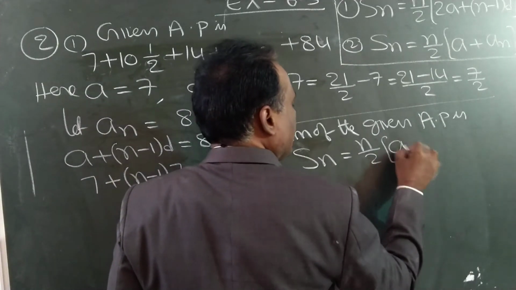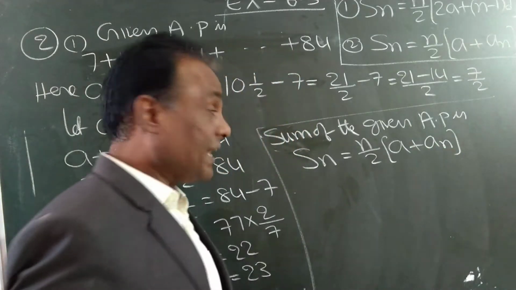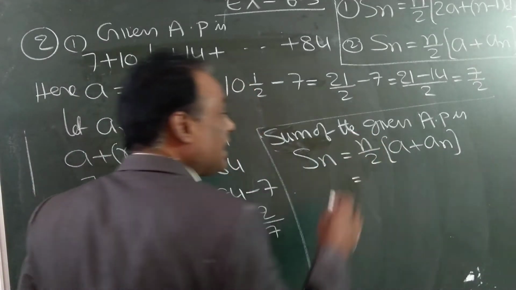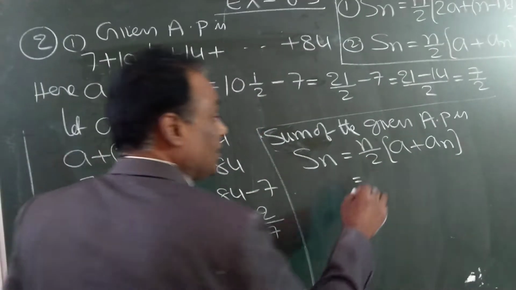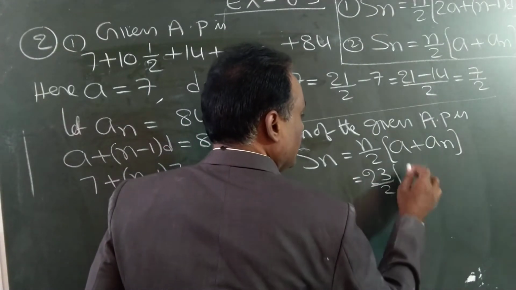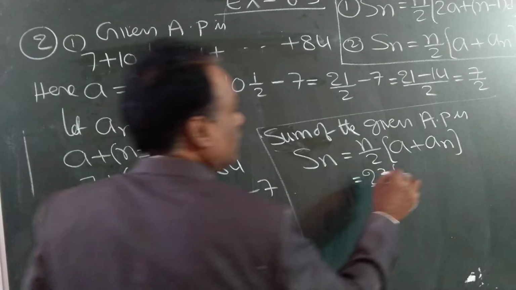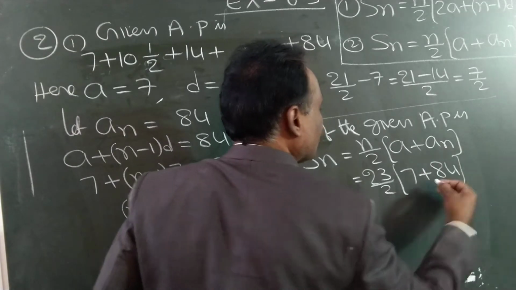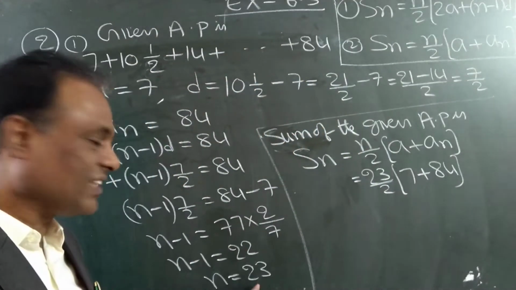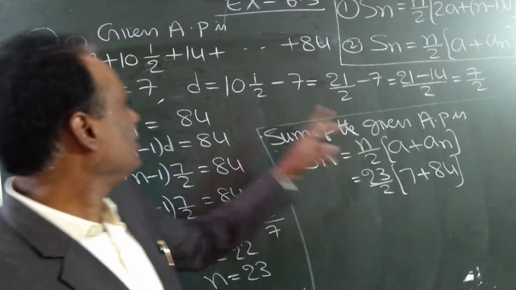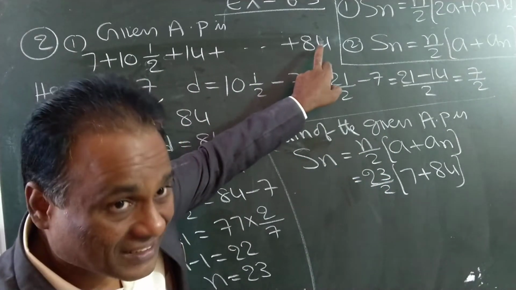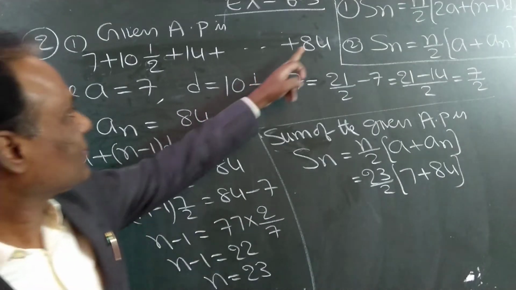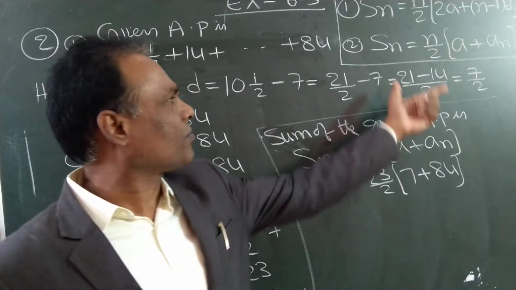N by 2 into A plus last term. N by 2 into first term plus last term. What is N here? How many terms is it having? 23 by 2 into A, the first term 7, plus the last term 84. N is 23, just now we got. 23 by 2 into first term plus last term. Nth term 84. Last term plus first term into n by 2. Simple formula for sum of the series.